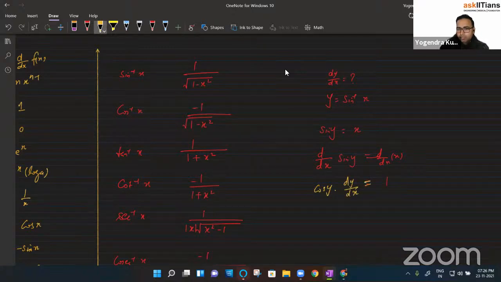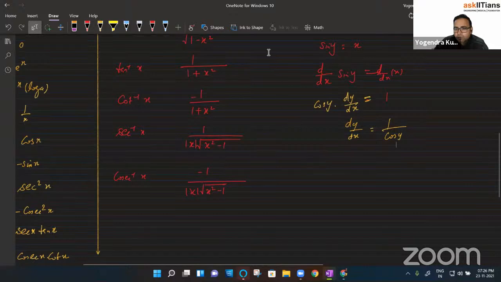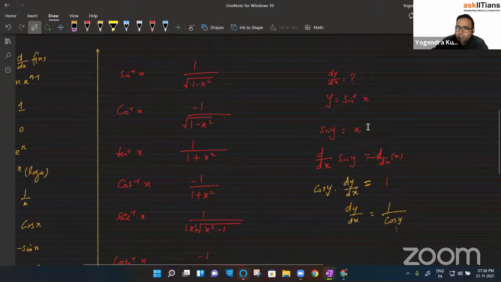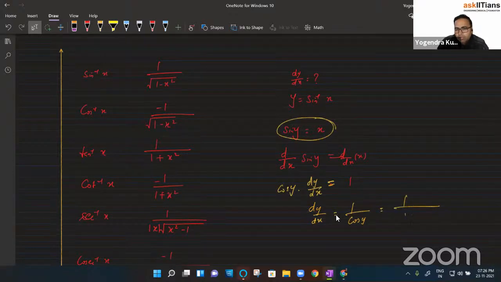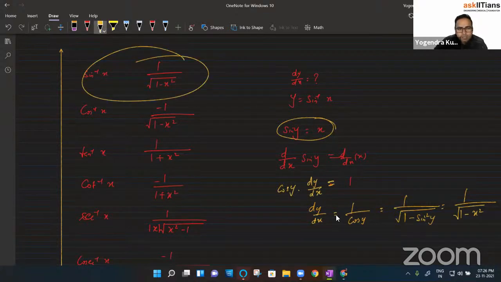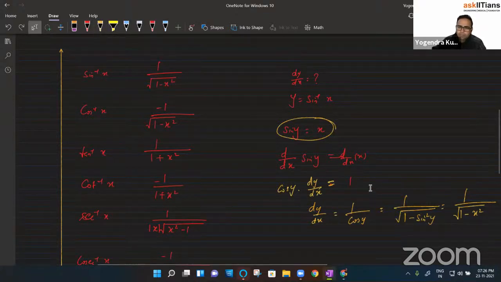Chain rule kind of, right? Okay, chain rule, I'm coming to that. So dy by dx is equal to 1 by cos of y. But we should not leave the answer in terms of y because they are looking for dy by dx, so ideally we should give the answer in terms of x. We know sine y is x, so cos y is root of 1 minus sine square of y, which means 1 by root of 1 minus x square. That's it. This is how we get it. Does everyone understand this?